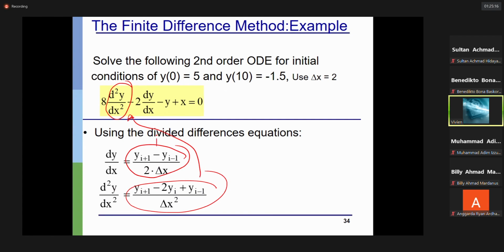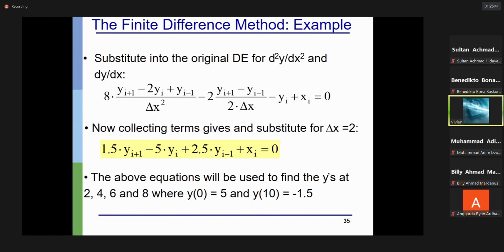So this is for the first derivative using central difference. So both of these are central difference approach. Minus y plus x, that will be equal to 0. So when we insert this value, we will have a linear equation. And we have 2 boundary conditions specified, and delta x is also specified. So here we can substitute it and collect together the terms.